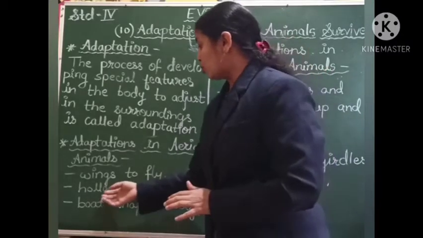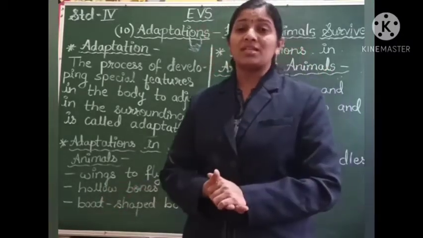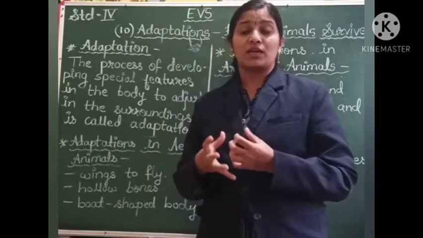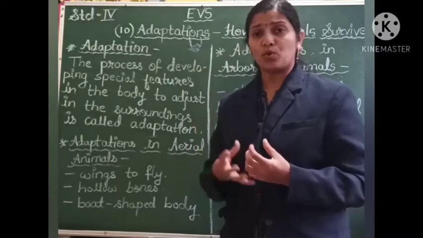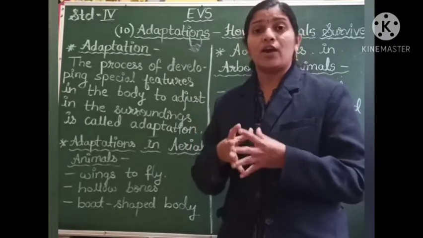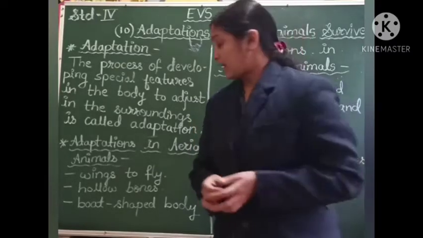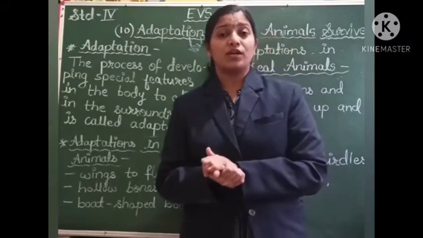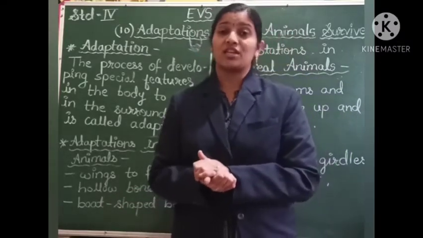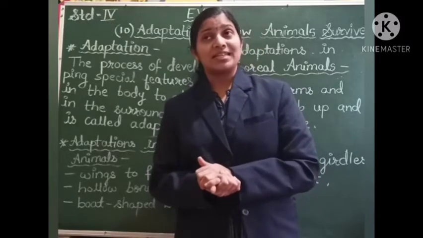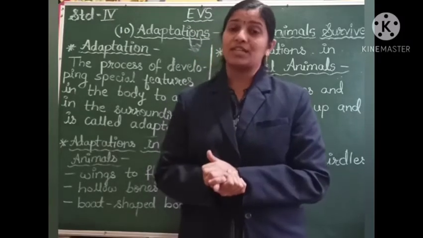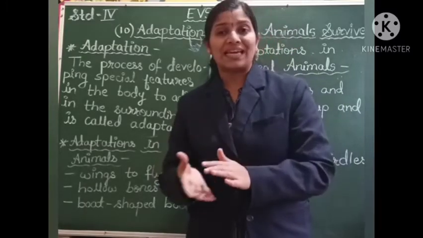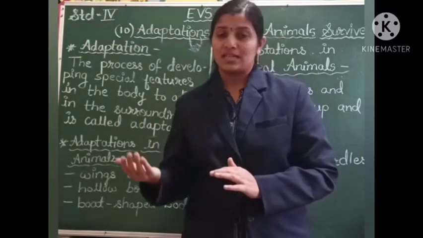Also the bones are hollow. Hollow means they are not full of muscles, or we can say that the bones are very lightweight. They are hollow inside. And next is the boat shaped body. The shape of a bird's body is like a boat, or we can say it is a streamlined body which helps the bird to cut through the air and fly into the sky.